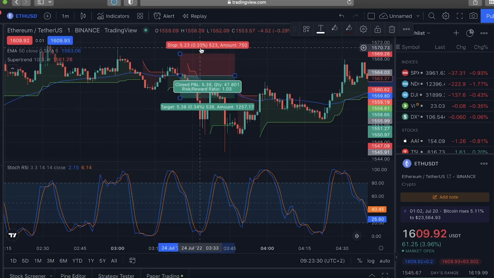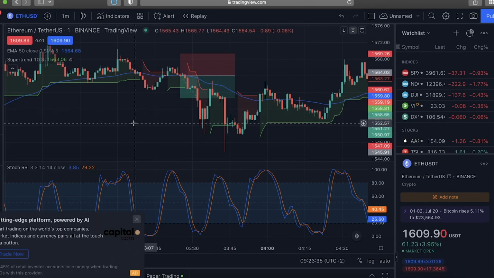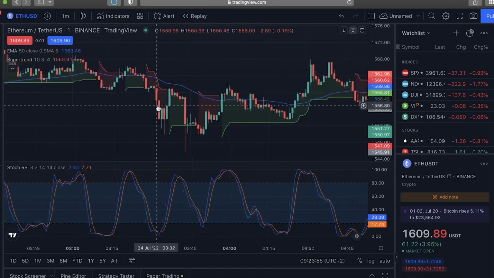and stop is at 0.33% as well. And you can see that we could easily have secured a win right here, and if we were to adjust the stop loss and take profit, we could have secured even a bigger win. Let's go for another short example.